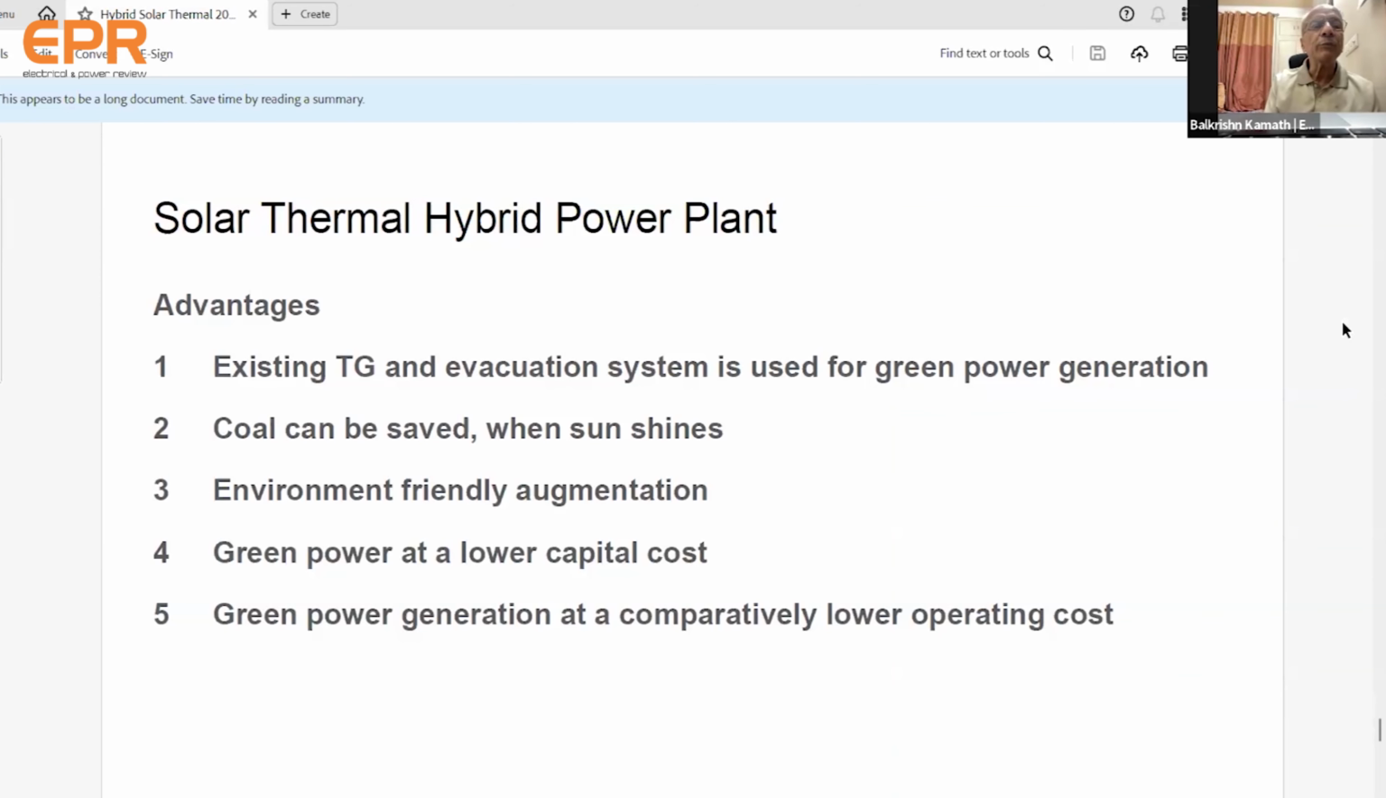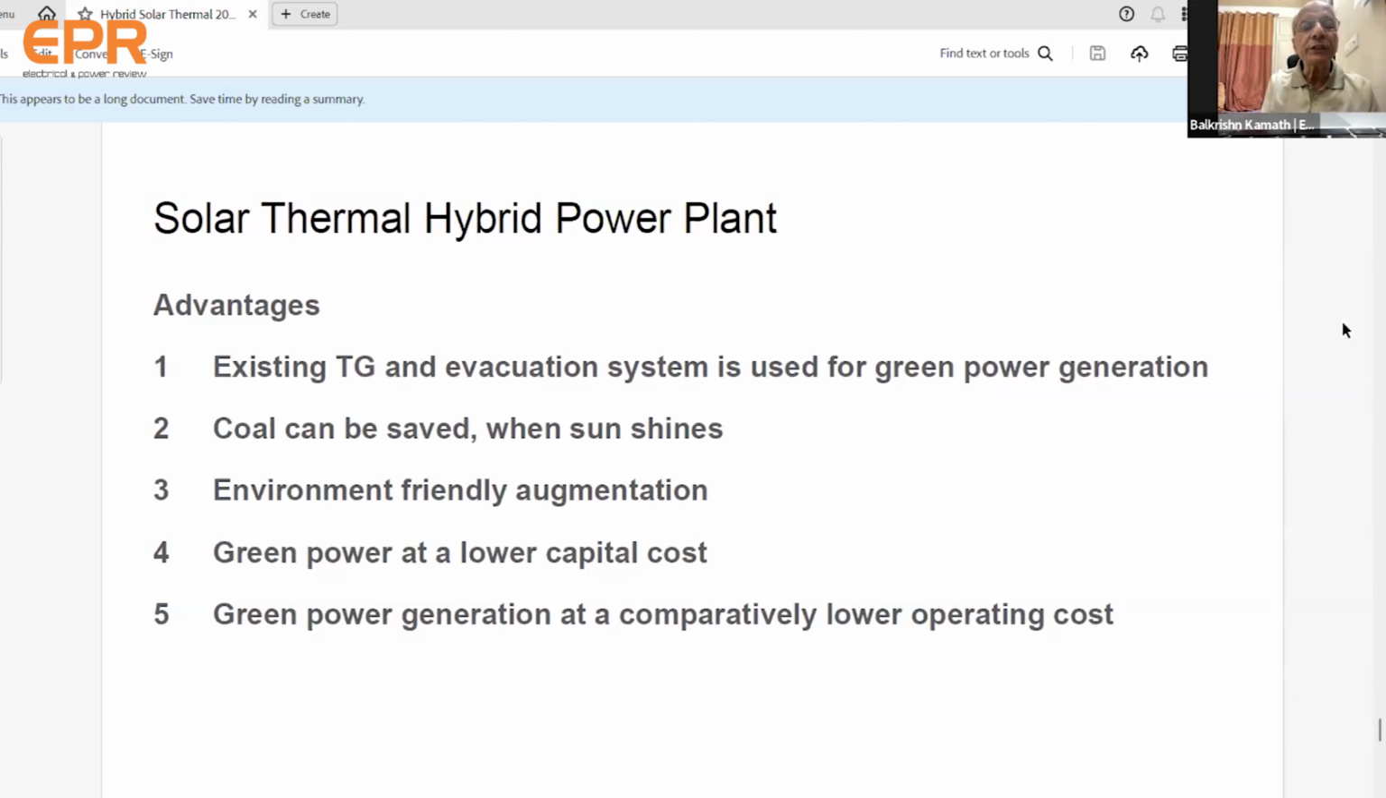The solar thermal hybrid power advantages: you can see the existing TG and evacuation system is being used, so the cost of green power is less there. Coal is comparatively less; coal can be saved when the sun is shining. It is an environment friendly augmentation, because there will be less pollution because of this. Green power at a lower capital cost because the turbine is already there.